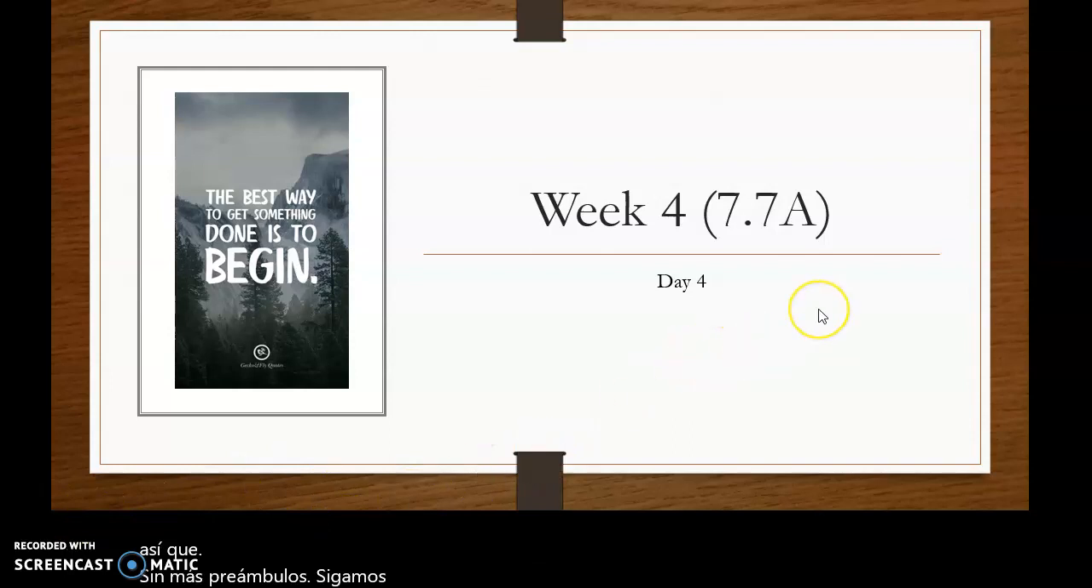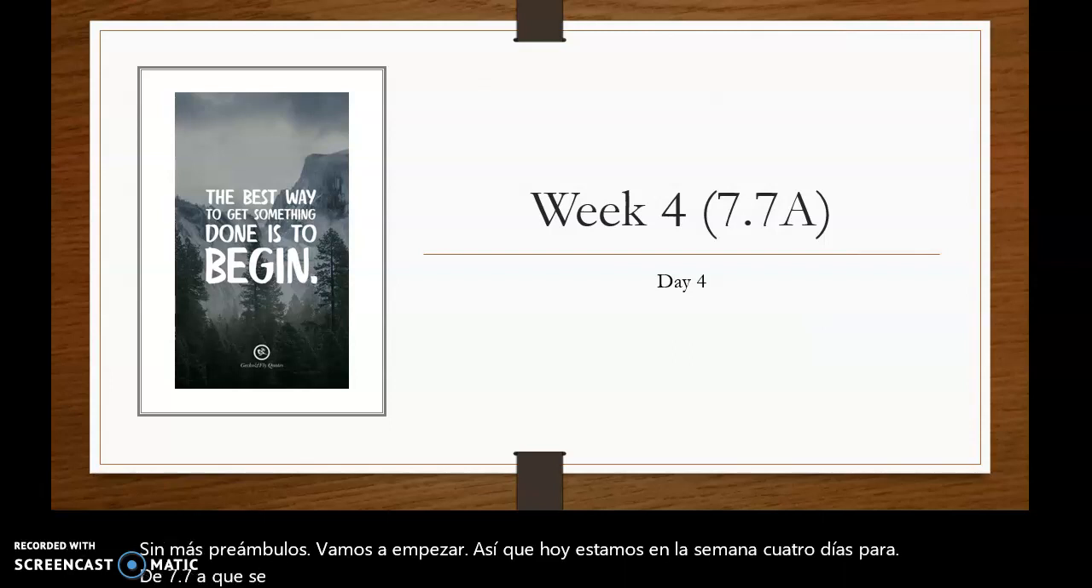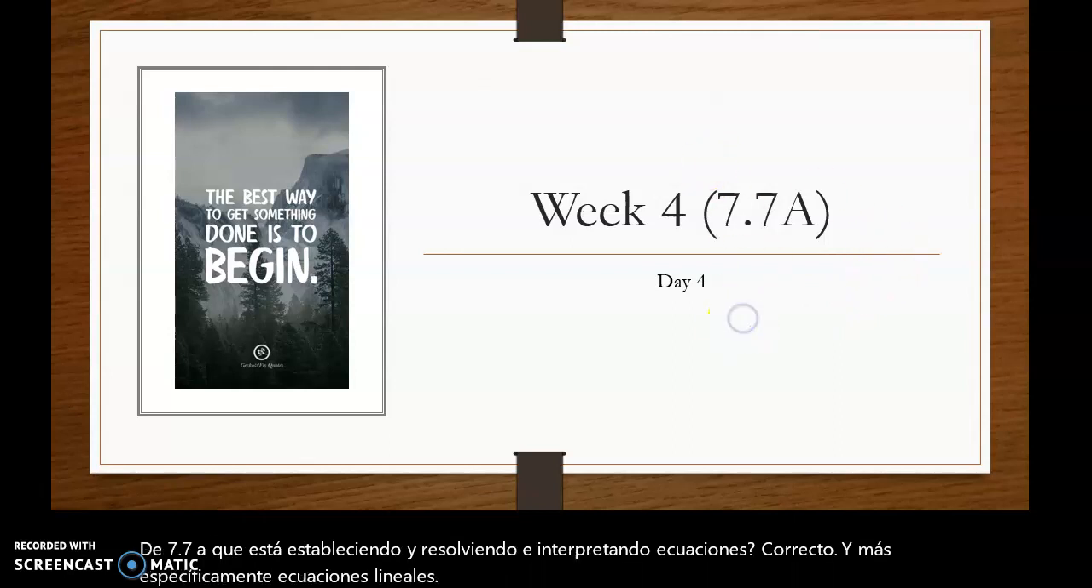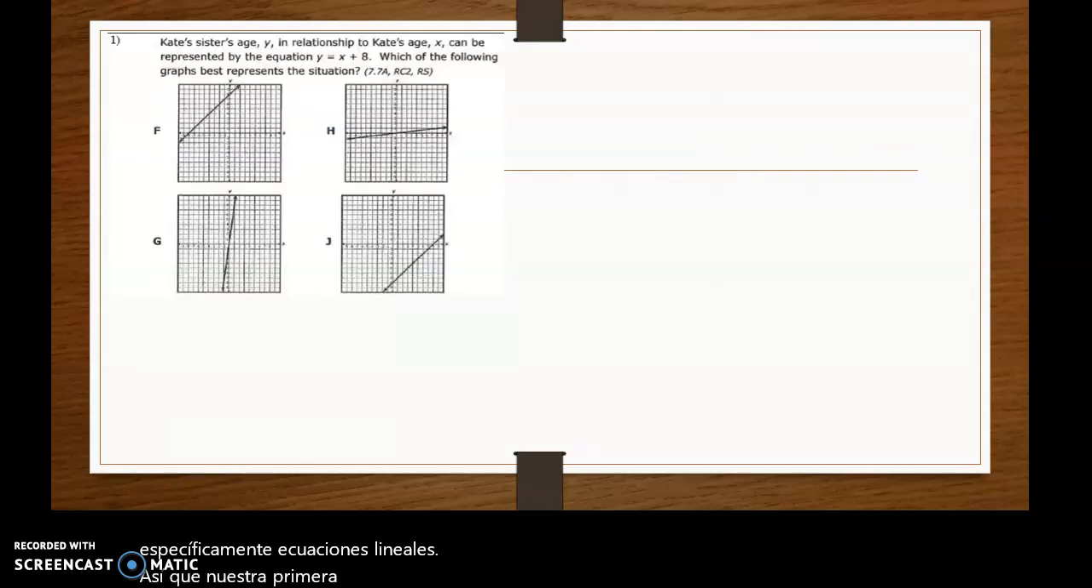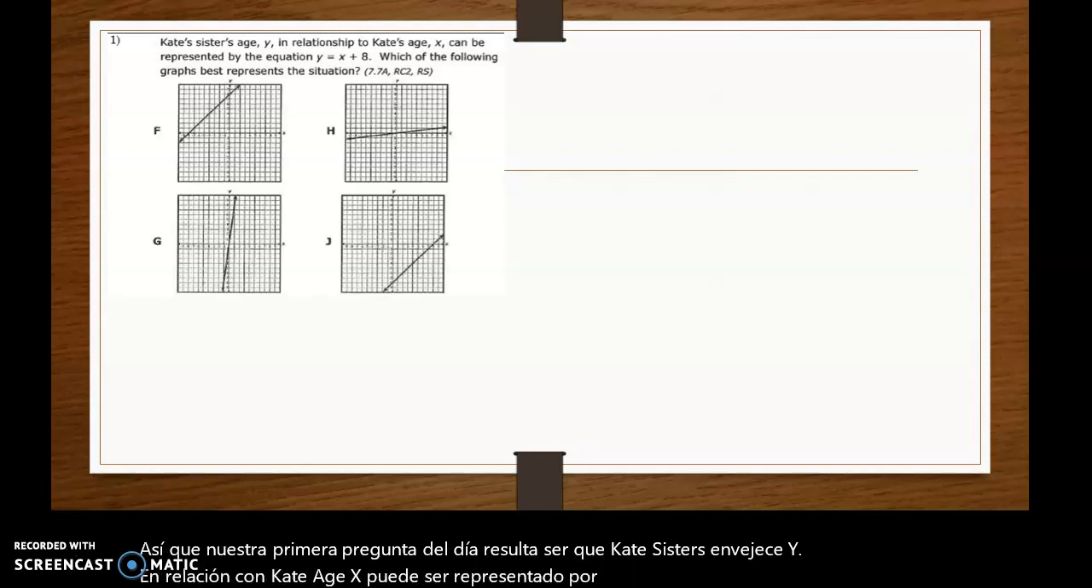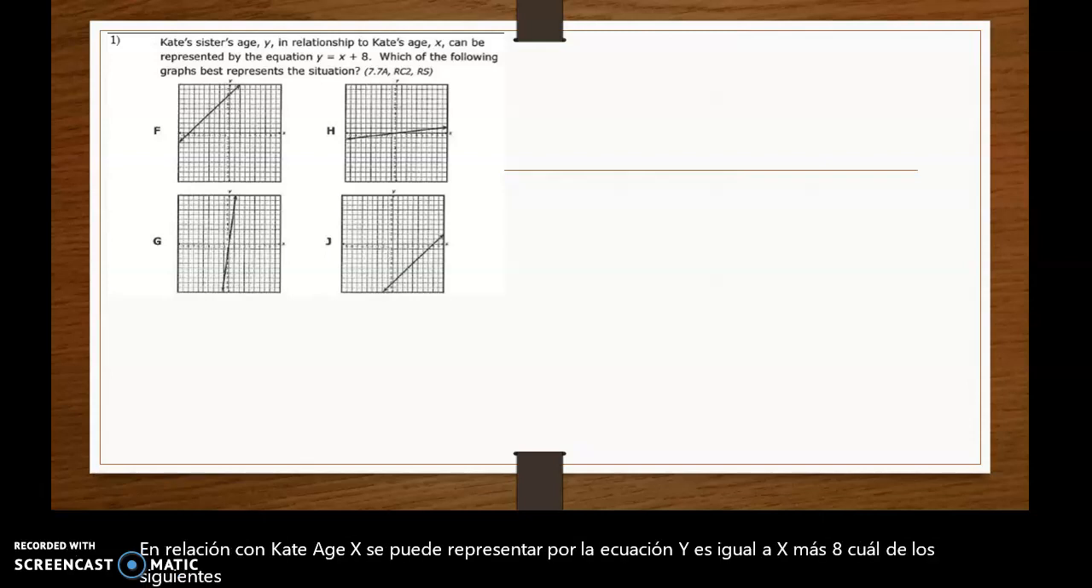So today we are on week 4, day 4 of 7.7a, which is setting up, solving, and interpreting equations, and more specifically, linear equations. Our first question of the day is: Kate's sister's age, y, in relationship to Kate's age, x, can be represented by the equation y equals x plus 8. Which of the following graphs best represents the situation?